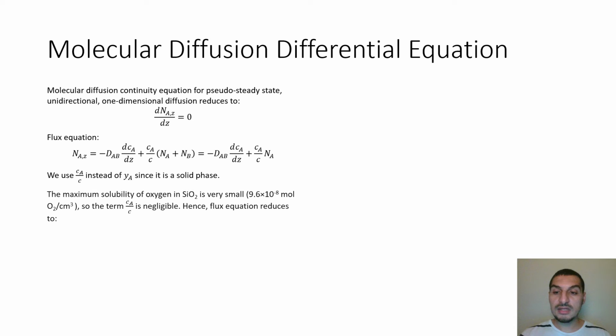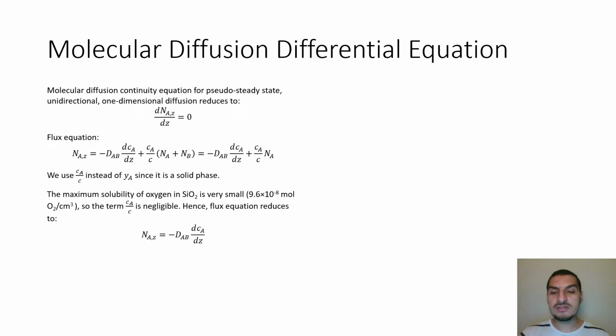And here we can use the information that we know. So we have the maximum solubility of oxygen in silicon oxide, which is this. And this is 9.6 multiplied by 10 power minus 8 mole per centimeter cube, which is a very, very low concentration. The value of CA divided by C would be even lower. And that's why we can assume that this term is very, very small, and that it is negligible, which is a valid assumption, but it's not just for the sake of simplification. It's a very valid assumption.